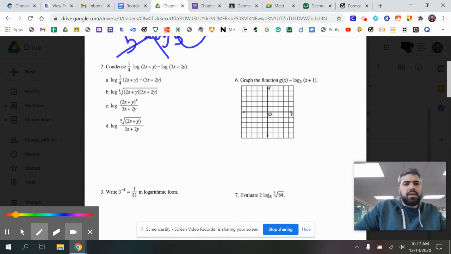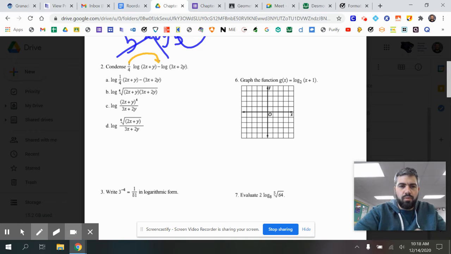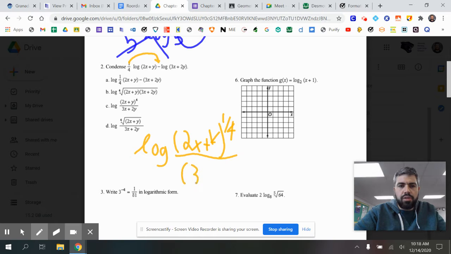Now, in this one, we're asked to condense it, all right? Now, one of the rules we have of logarithms is anytime a number out front is really to the power of what's in there, right? And so this is really log of 2x plus y to the 1/4 power. And then when we have minus, that actually means division. So we're actually dividing it by 3x plus 2y. And so if we look at this, it actually looks really close to something that we have, and that would be d. The only difference is they wrote it in a 4th root versus a power of 1/4. Okay?